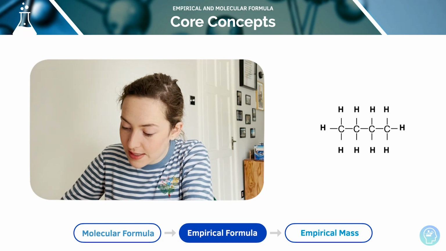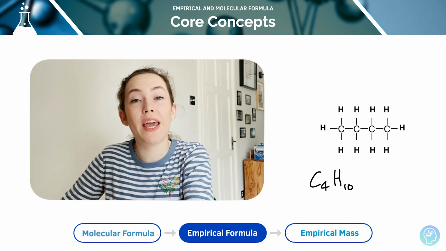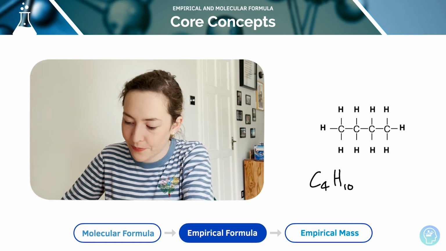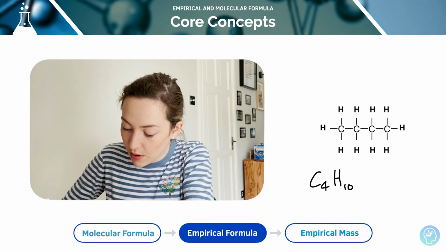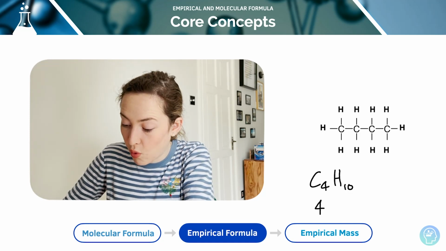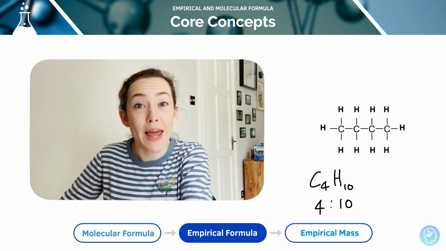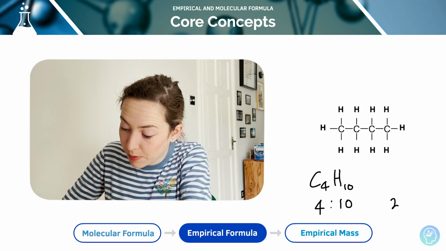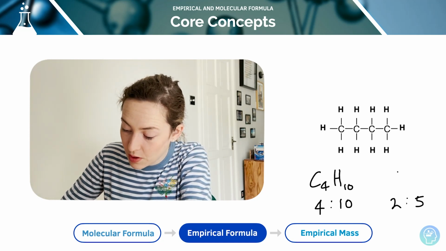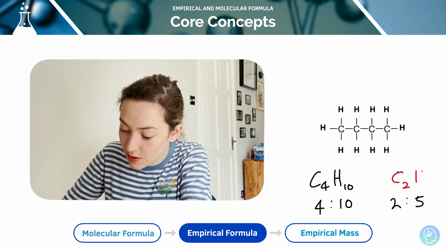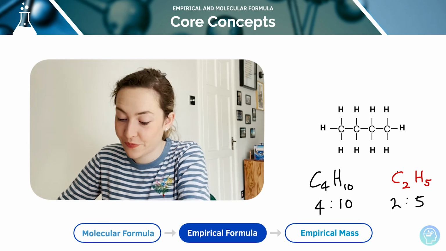I have got another example here, C4H10. So I've got butane, that is my molecular formula, but we can also work out the empirical formula. I can look at this and say, that's a ratio of 4 to 10, and I can simplify that down. I can divide both sides by 2, so a 2 to 5 ratio. So my empirical formula could be C2H5. That is the smallest whole number ratio.